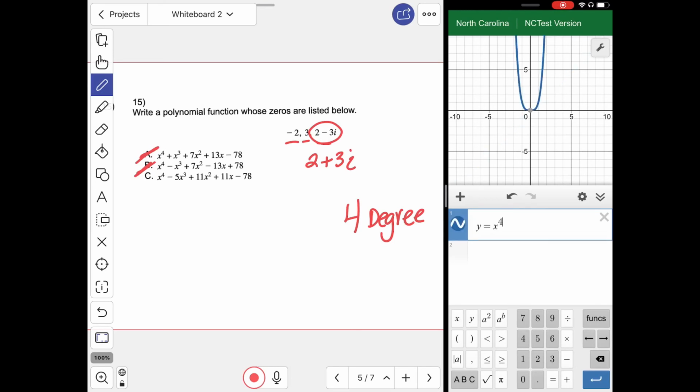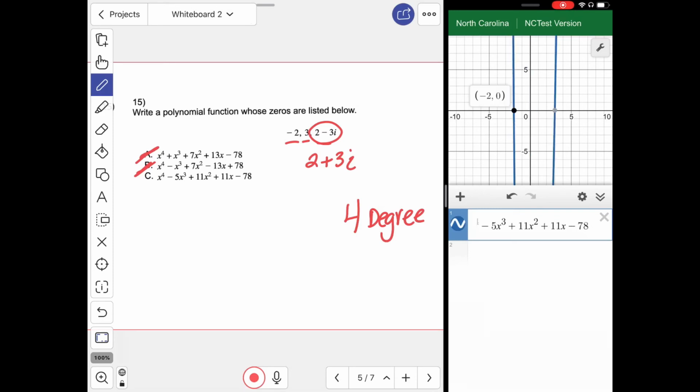So I have x raised to the 4th, 5x to the 3rd, 11x squared. And now I can verify that I have zeros at -2 and 3.